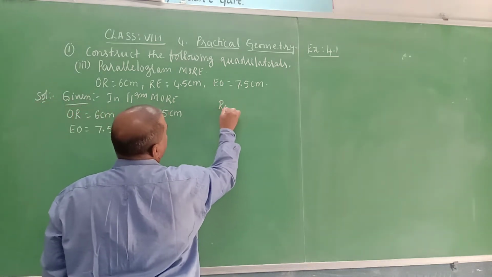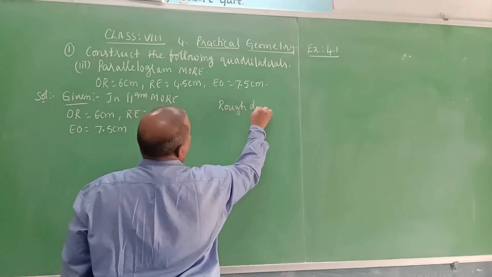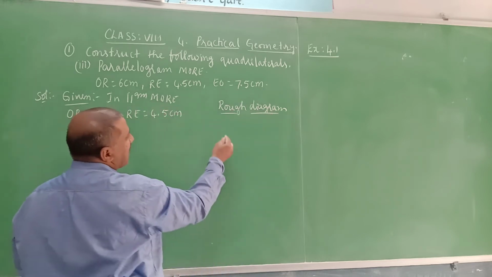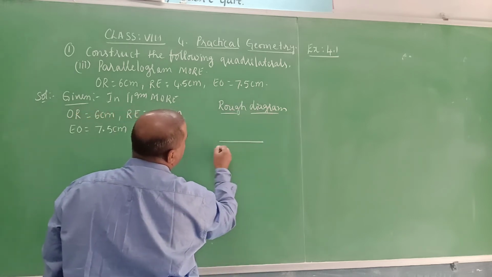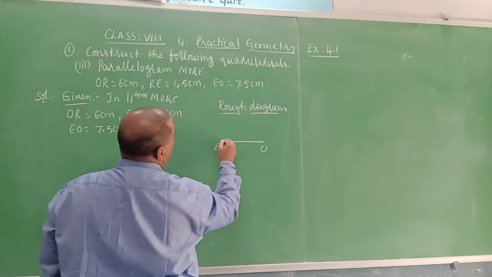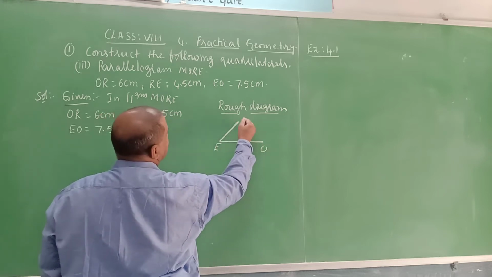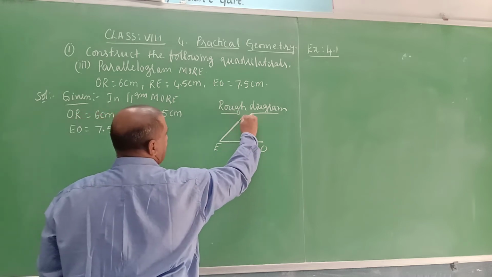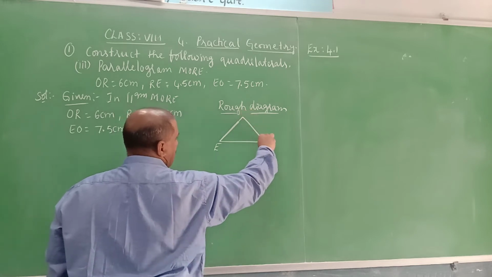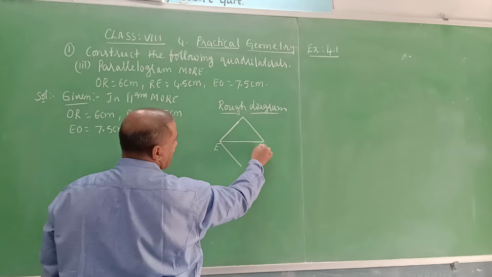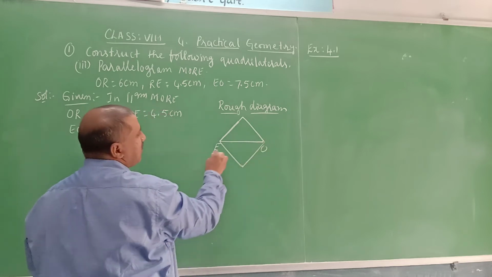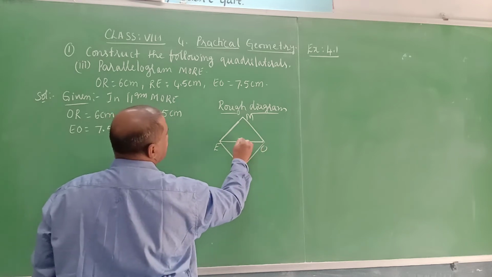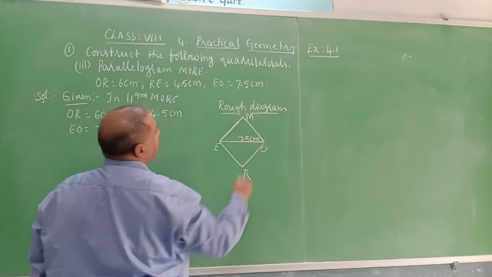Now the rough diagram. Here we will draw the rough diagram of parallelogram MORE. We know the diagonal EO is 7.5 centimeters. Let it be EO and M like this, with sides 4.5 centimeters and 6 centimeters like this. We will draw a rough diagram like this. This will give you parallelogram MORE, and the diagonal EO is equal to 7.5 centimeters.